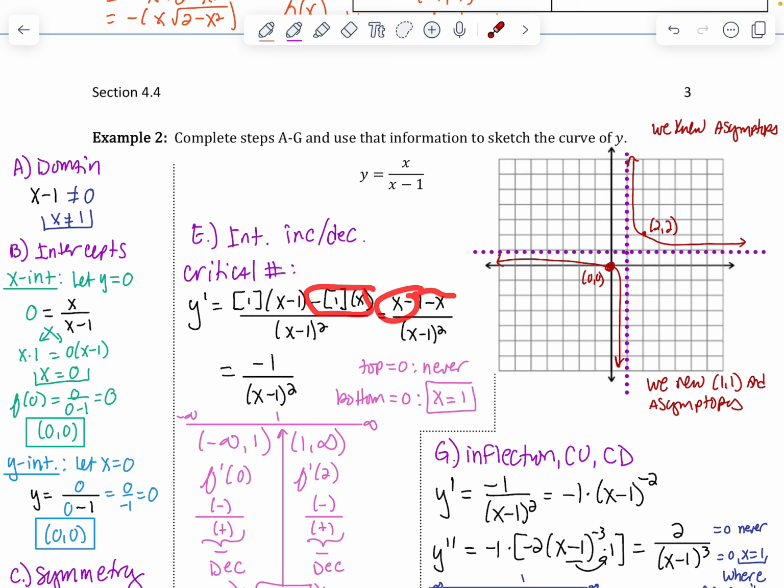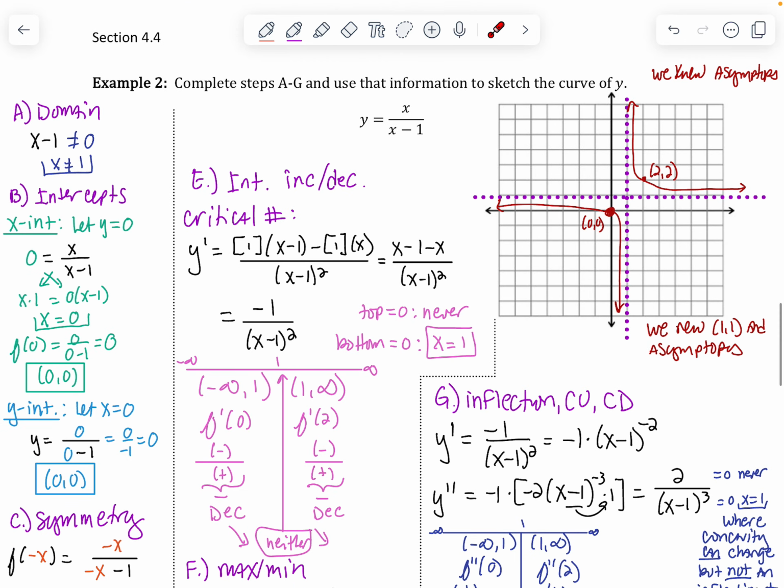Simplifying my terms, I recognize that a positive x subtracts with another x, and so I've got my derivative. The critical number is when the top equals 0. There's no variable, so there is no critical number. From that, when does the derivative not exist? When the denominator equals 0, which is when x equals 1. But I don't have a critical number because 1 is not in my domain.